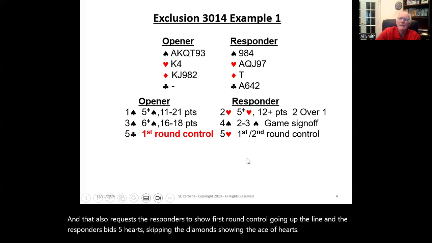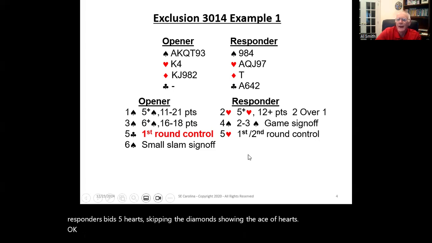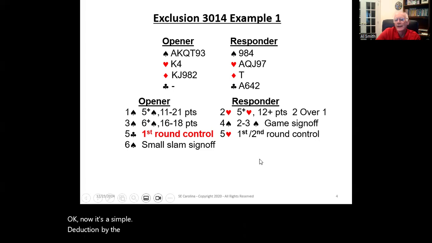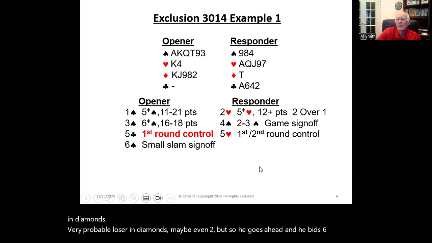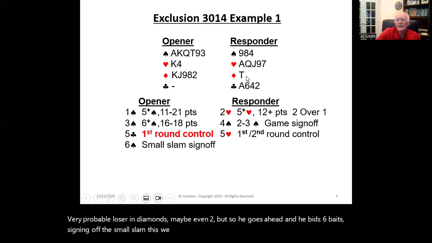Okay. Now it's a simple deduction by the opener to go ahead and bid six spades because he knows that they have a loser in diamonds, very probable loser in diamonds, maybe even two. So he goes ahead and bids six spades, signing off in the small slam. And as we can look at, since we see both of the hands, we see that's a no-brainer.